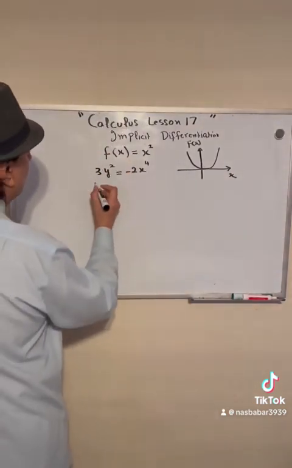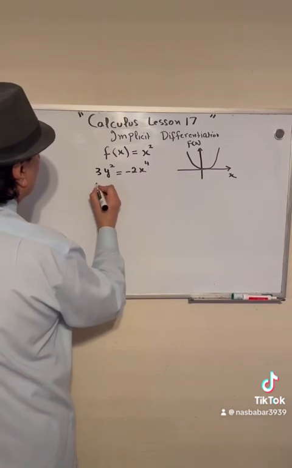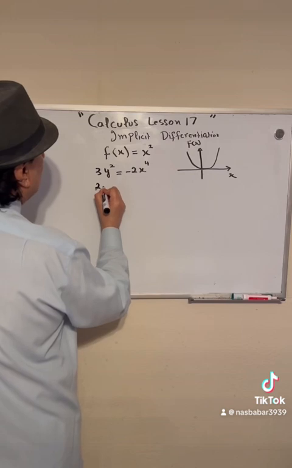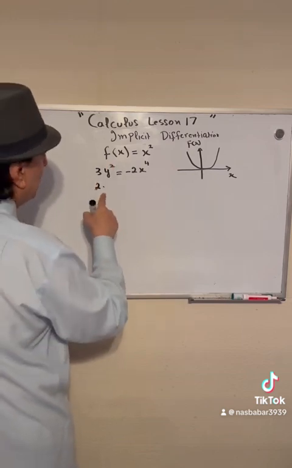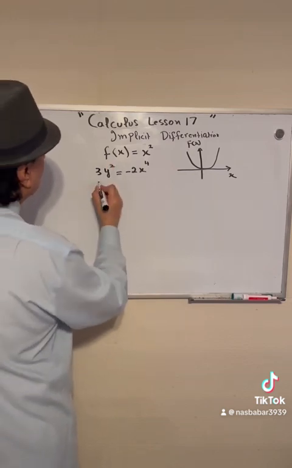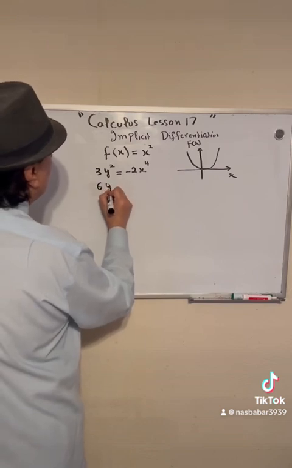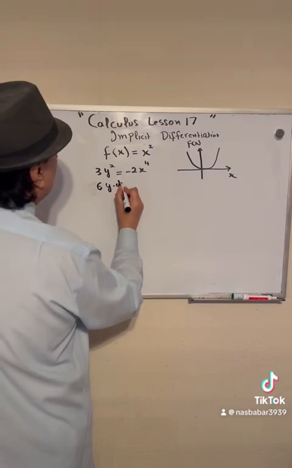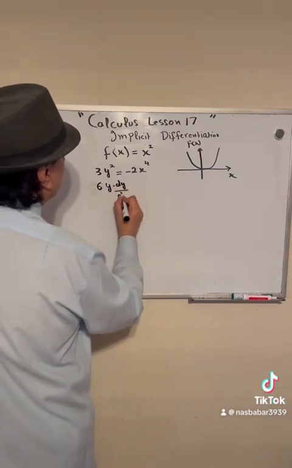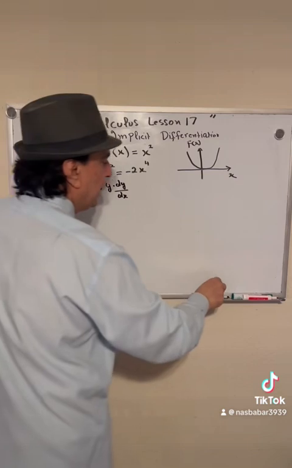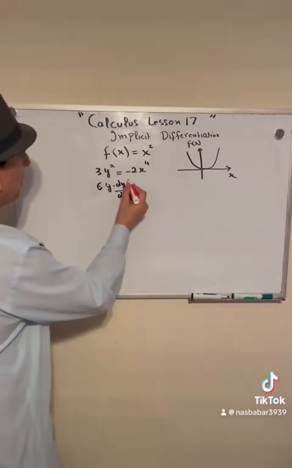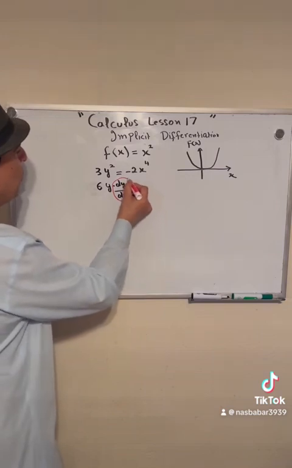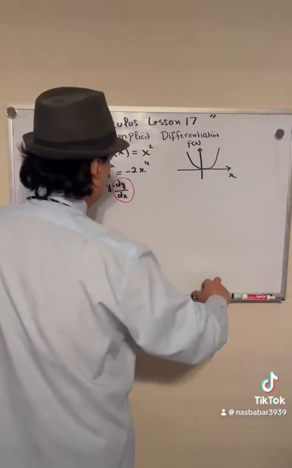So bring this 2 over here, all right? So 2 times 3, bring it over here, 2 times 3 is going to be 6, y, 2 minus 1 is 1, times dy over dx. That is what we are trying to find. That is what we are trying to solve for, dy over dx, because we want to find out how y changes with respect to x.